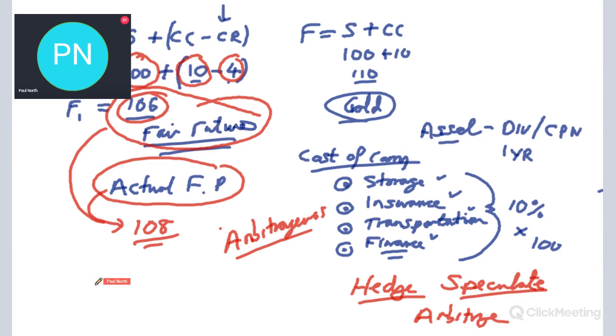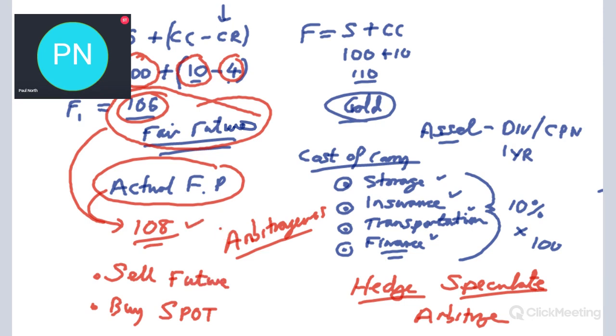Well, what we say is that you would do a series of transactions, wouldn't you? So you'd sell and you'd want to buy simultaneously. So you would buy spot, you'd buy the asset today, and you would simultaneously sell it forward into the futures market at 108.